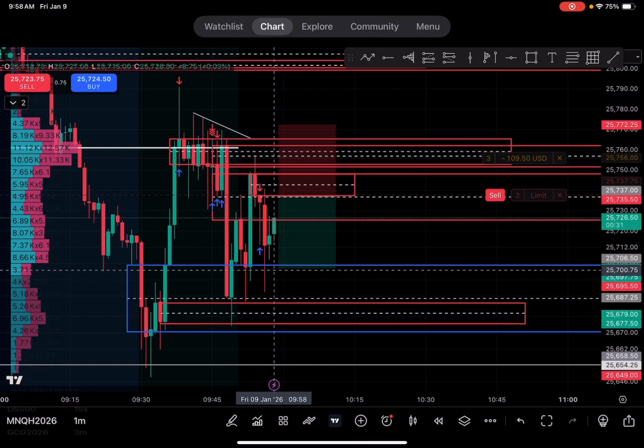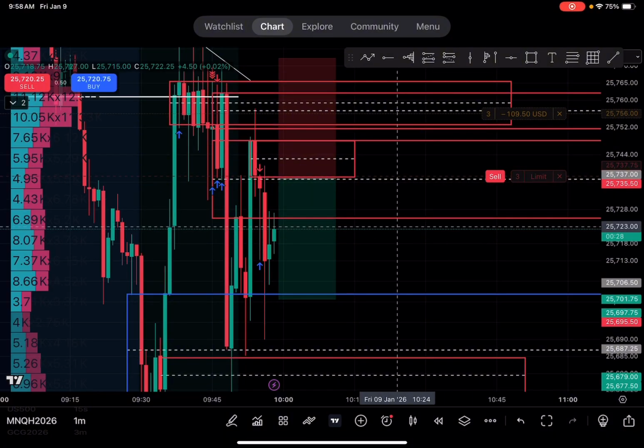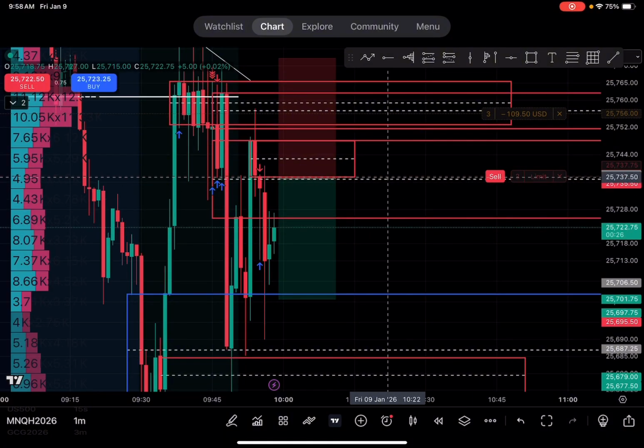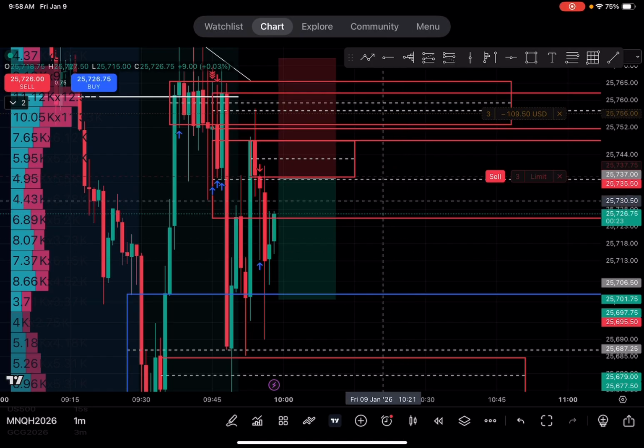Okay, now I wouldn't take this one because the zone is too large. If you want an opportunity, it would have to occur there again, the 1-minute zone within the 3-minute zone.